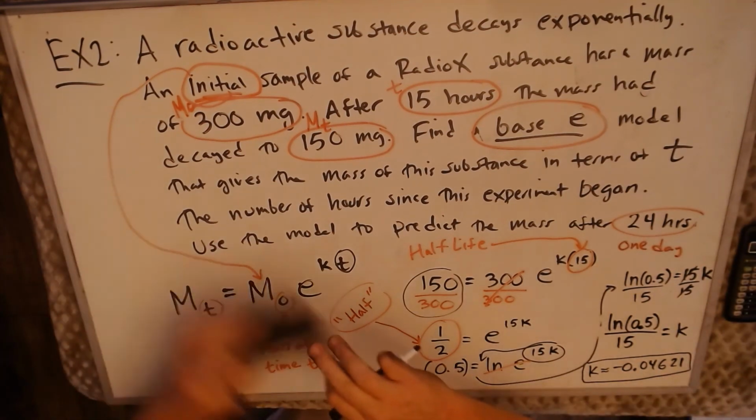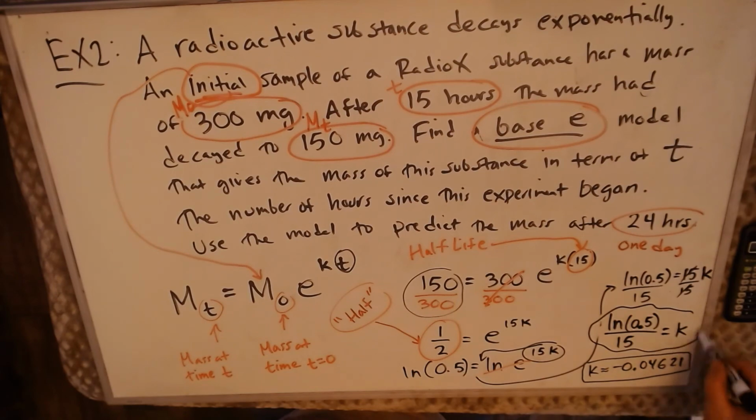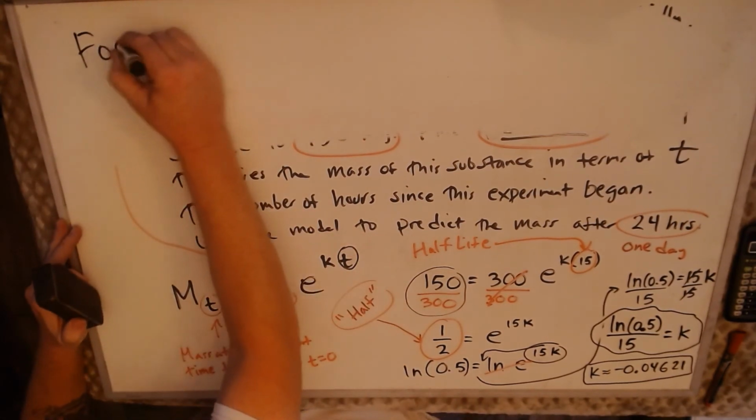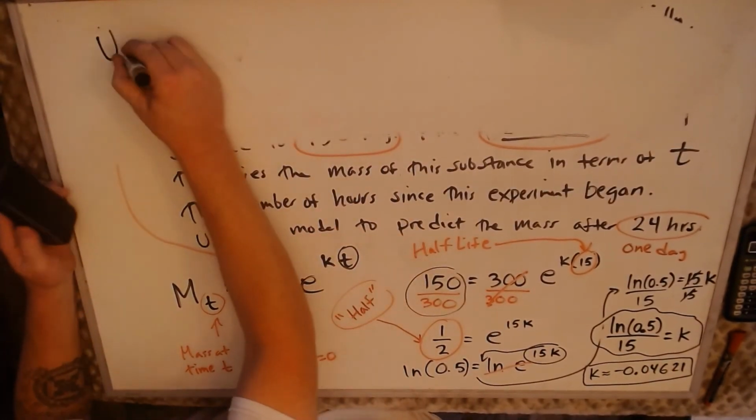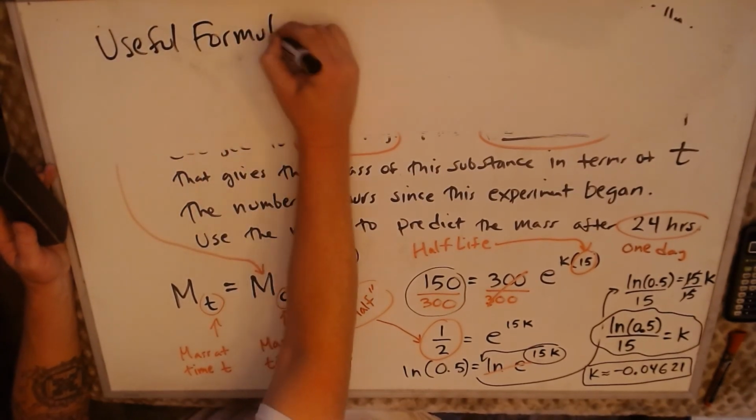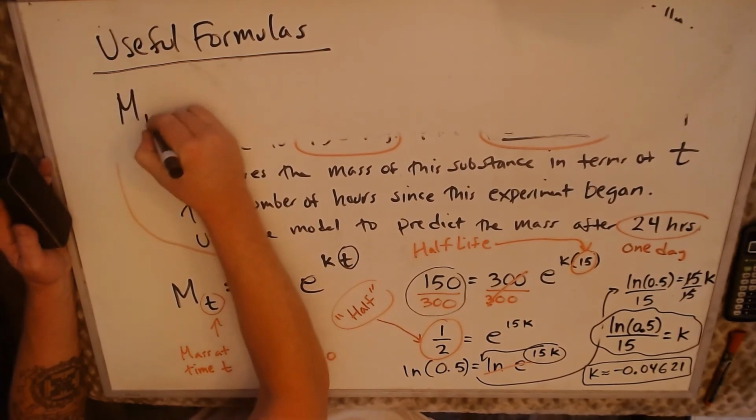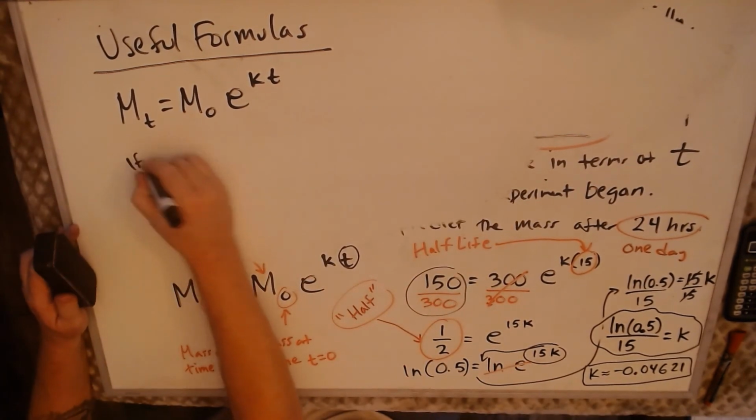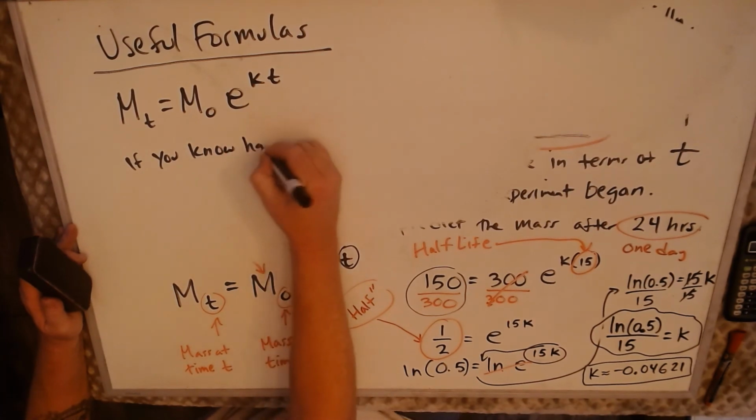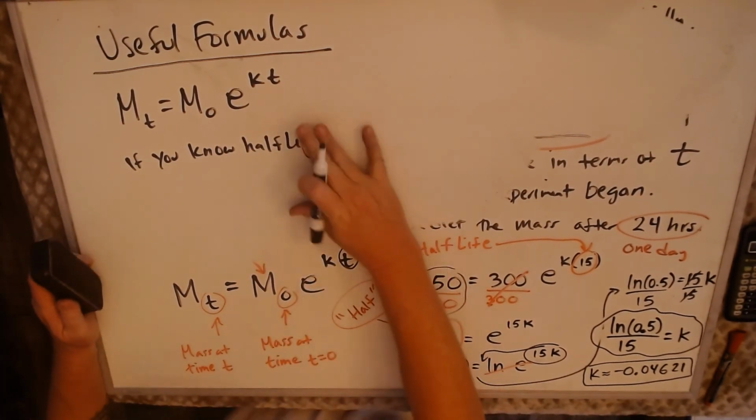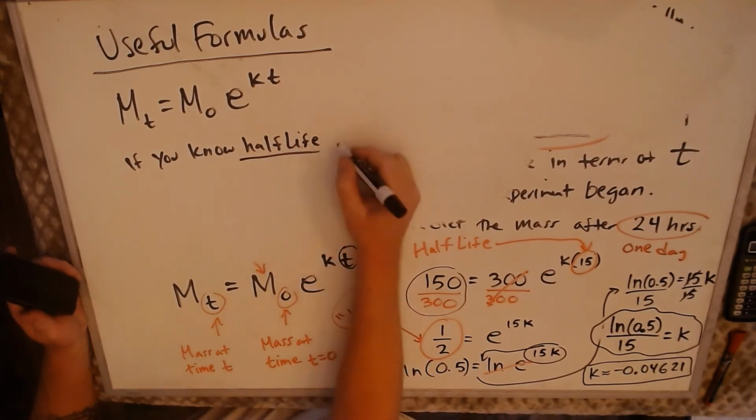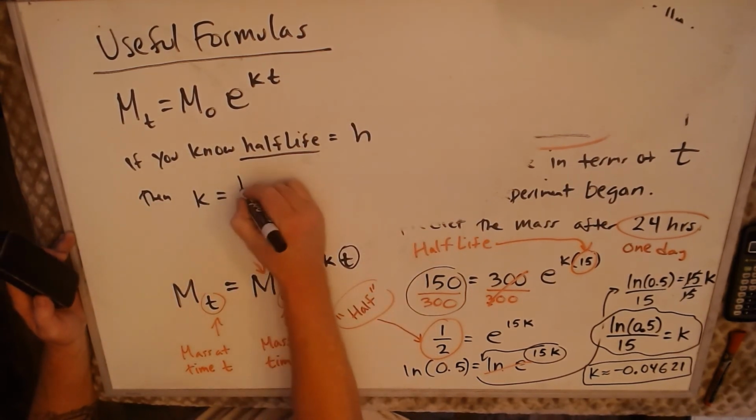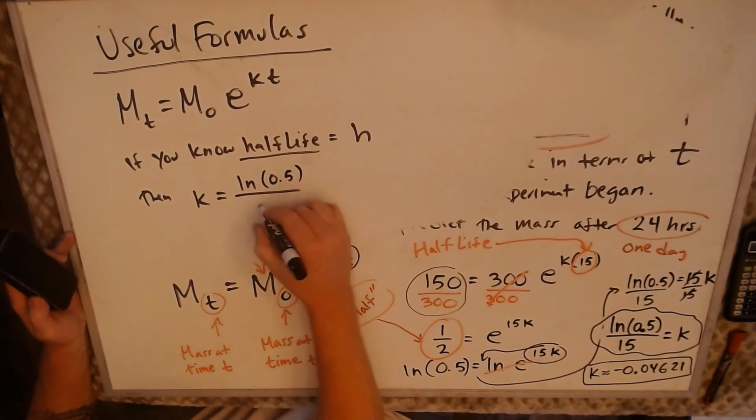Okay, so we get a nice formula out of this example. We get this formula here, the half-life formula. So, formulas to remember. We'll call these useful formulas. So we have MT is M initial e to the KT. If you know the half-life, say H, then K is equal to ln of 0.5 divided by H.